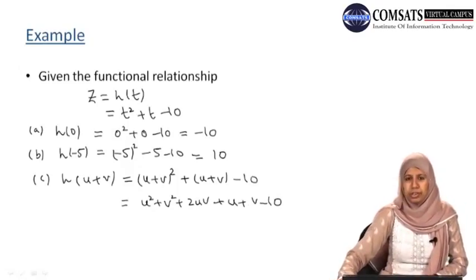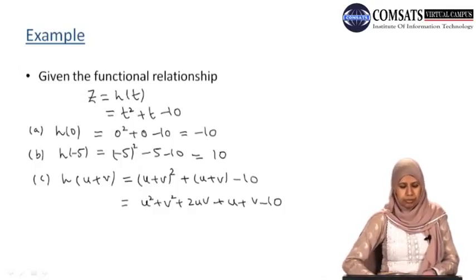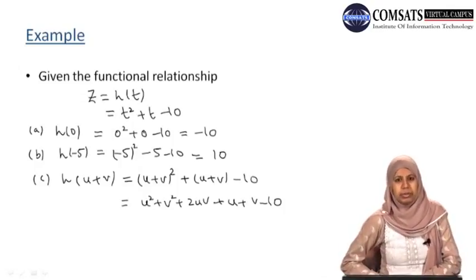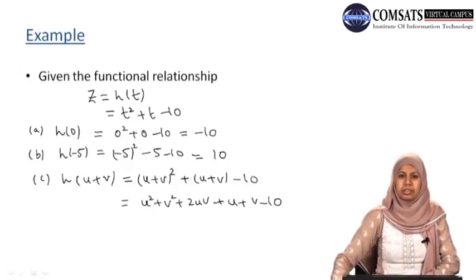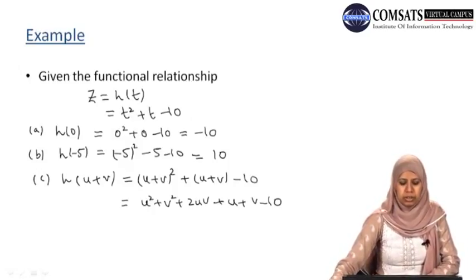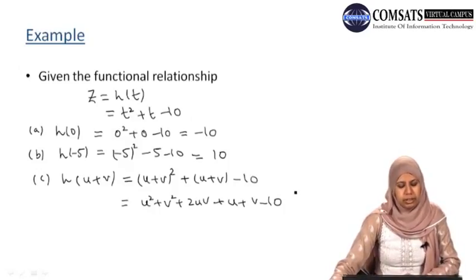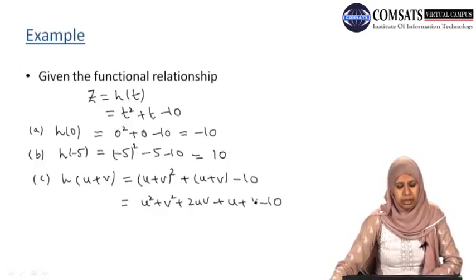So if we are given a function and some specific value of input, for example here in part A the specific value was 0, in part B the specific value was minus 5, then we can easily find the corresponding value of output according to the given rule. And in part C we have seen that the specific value cannot only be a number, but we can have any arbitrary value, for example u plus v in part C.